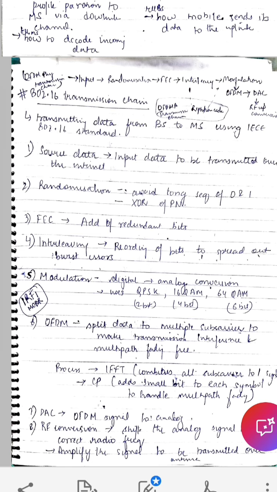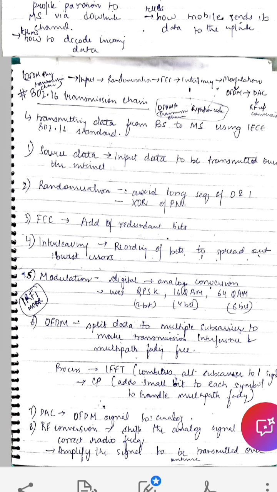Starting, the input data is transmitted to the internet. Second is randomization, in which we avoid long sequences of zeros and ones. We have studied this concept in the previous video. Similarly, forward error correction code is the addition of redundant bits to the sequence. Interleaving is done to spread out the burst of errors across multiple code words.